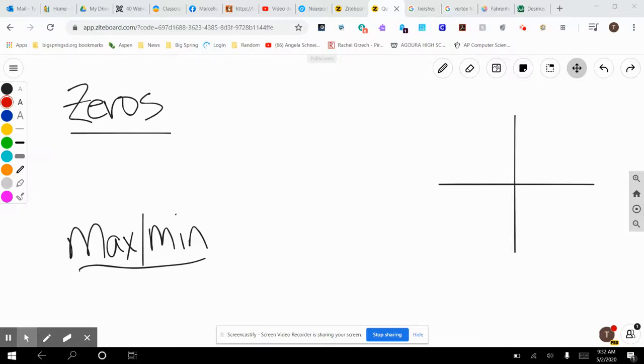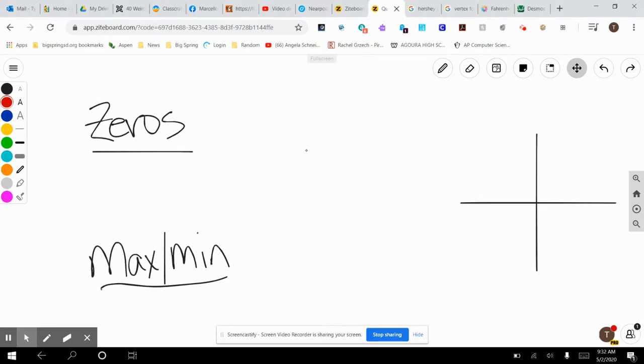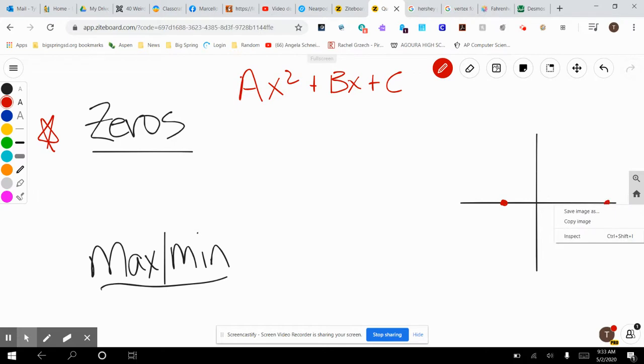All right, guys. So when we think about quadratics, remember our standard form is ax squared plus bx plus c. Last week we talked about the zeros. We talked about the two ways to solve them, which were factoring and the quadratic formula. What the zeros represent are where the graph crosses the x-axis. So when you think about your zeros, think about where it crosses the x-axis. Again, we have two ways to solve for that.